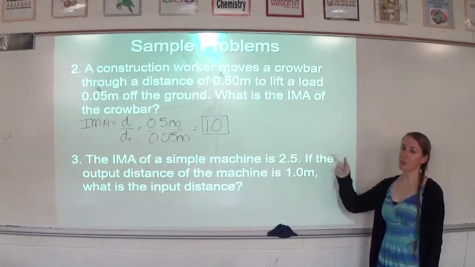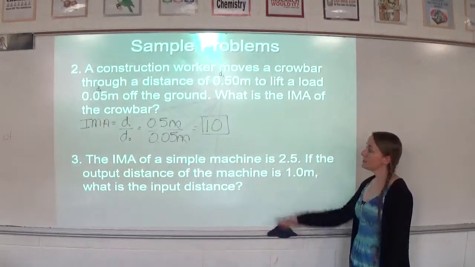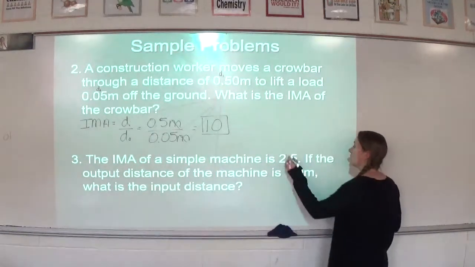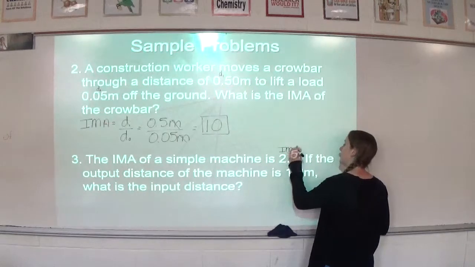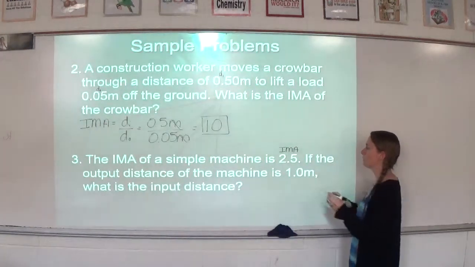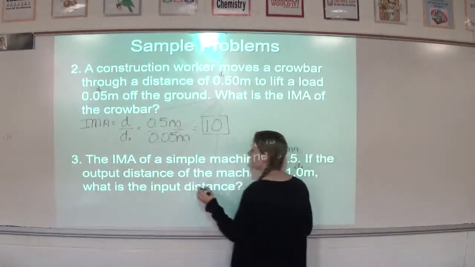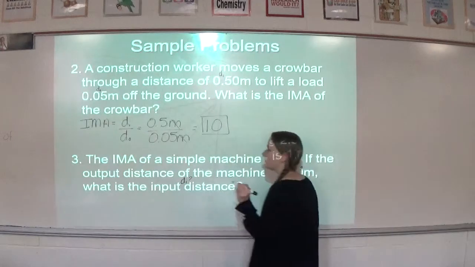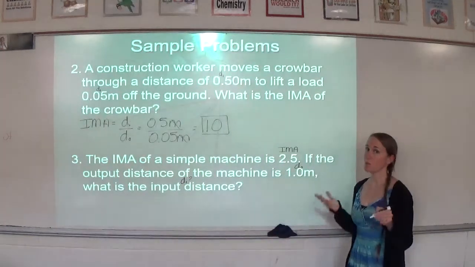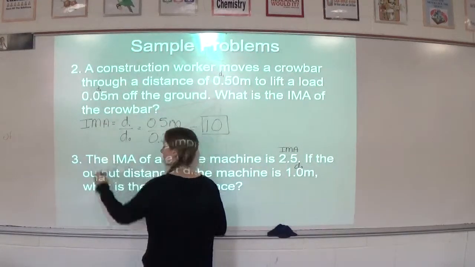For number 3, we have to do a little bit of rearranging. So pause it, try it, and then let's look at it together. It says the IMA of a simple machine is 2.5. So they gave me the ideal mechanical advantage. If the output distance of the machine is 1 meter, so they gave me my output distance, what is the input distance? This time we're actually looking for input distance. So remember what I told you, we have to be able to rearrange formulas. They're not always going to make you solve for the same thing.